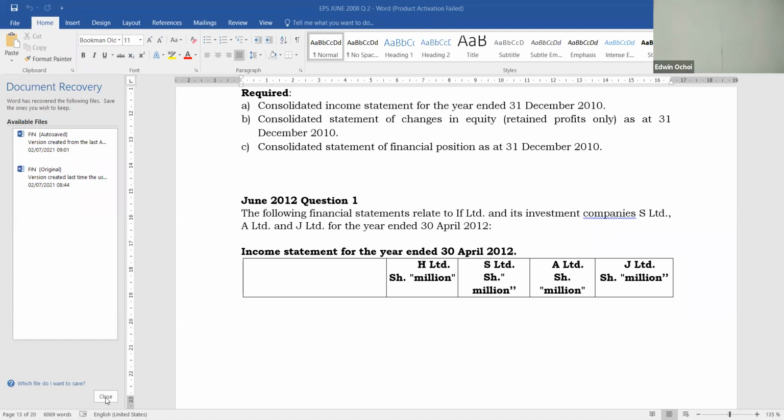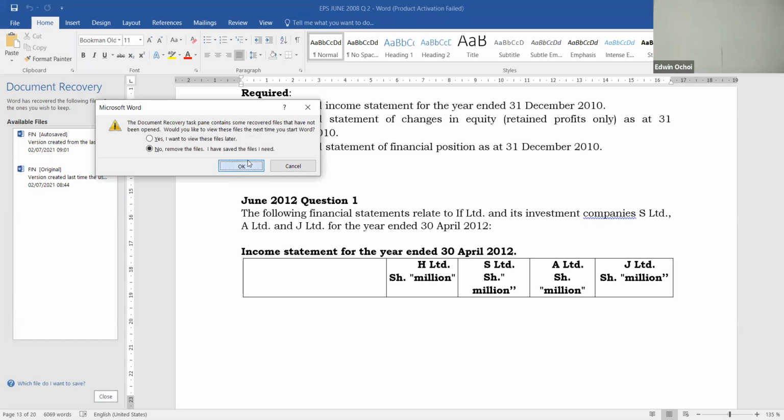So we are going to do a question of consolidation, whereby the parent acquired an associate and a joint venture. This is the relevant question, which I will share on the other side so that we go through it and answer it correctly. It was a question of June 2012, question 1.